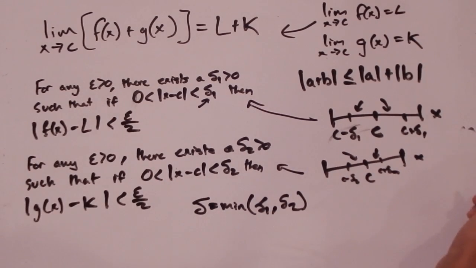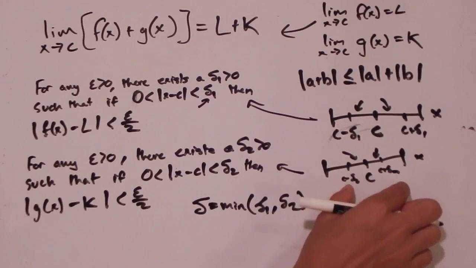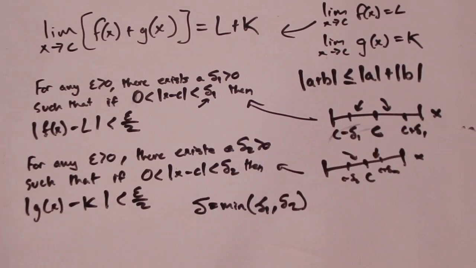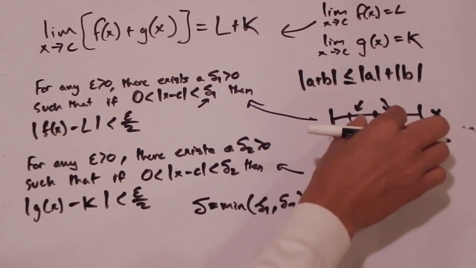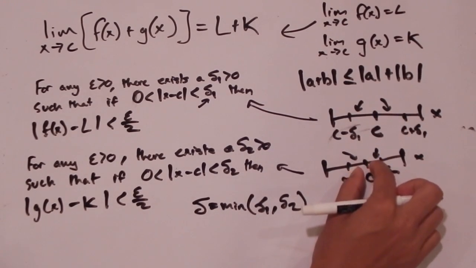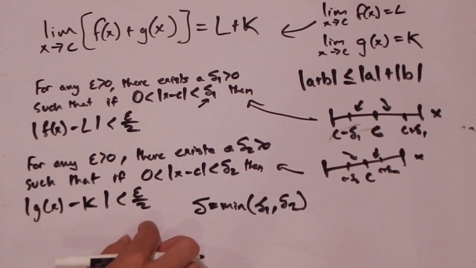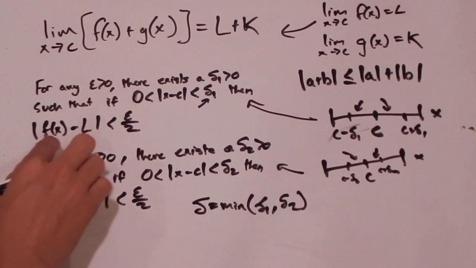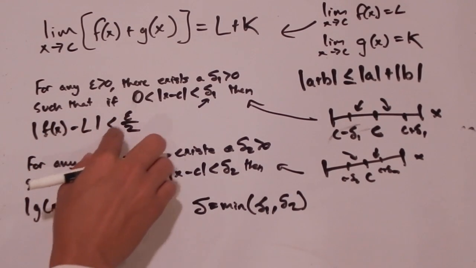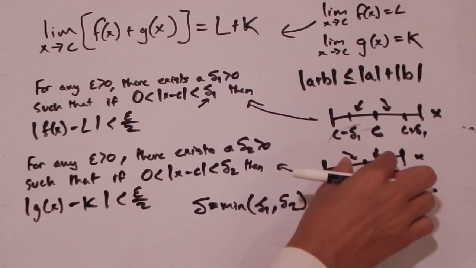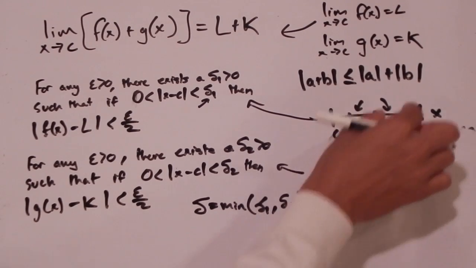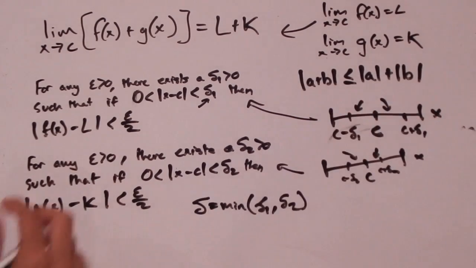And the reason being is because in this case I've specifically drawn delta 2 smaller than delta 1. Do I know that's true? No, but I'm just using it for example, where if I take anything from inside delta 2, not only will it make the absolute value of g of x minus k less than epsilon over 2, it will also make the absolute value of f of x minus L less than epsilon over 2. Why? Because all the values inside that smaller interval are also in that bigger interval. So that's how we kind of relate these two.